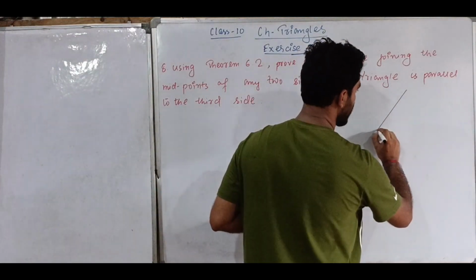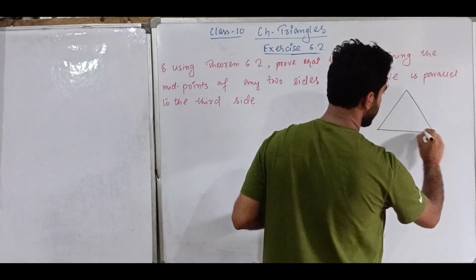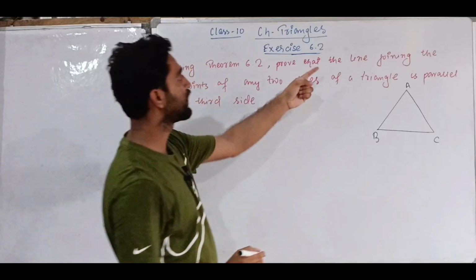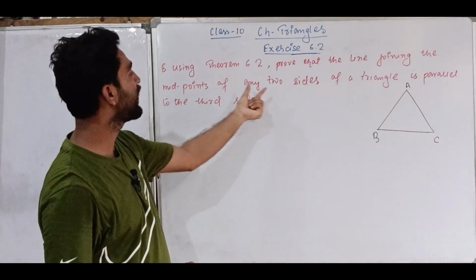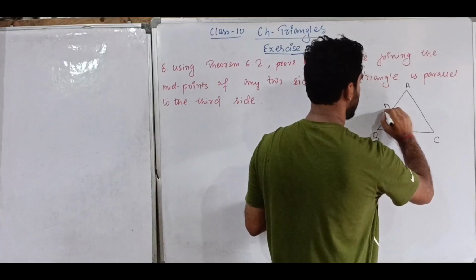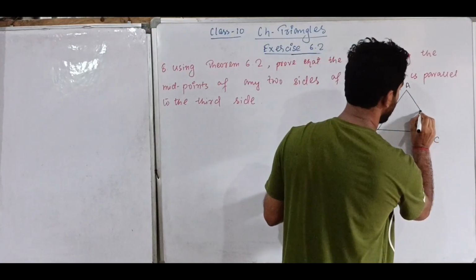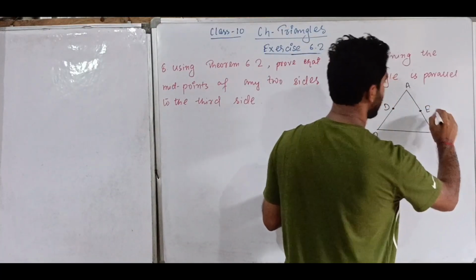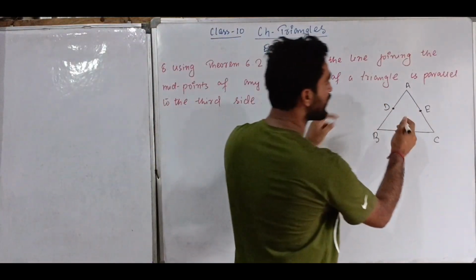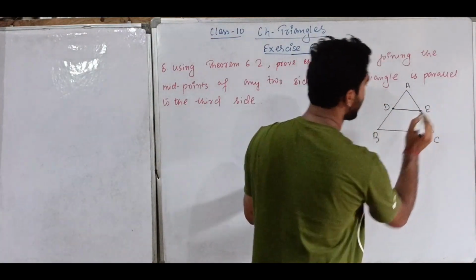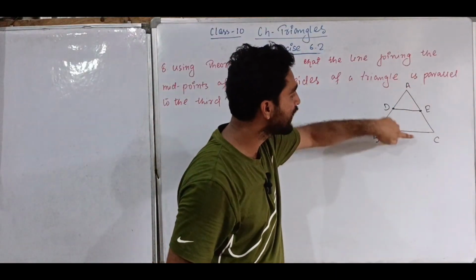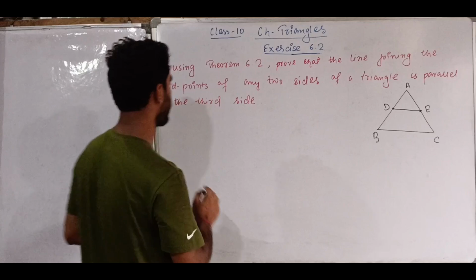So let us consider triangle ABC. The line joining the midpoints of any two sides of a triangle. Let's suppose this D is the midpoint of AB and E is the midpoint of AC. Now, if we join these two midpoints, according to this question, we have to prove this DE line is parallel to the BC line.